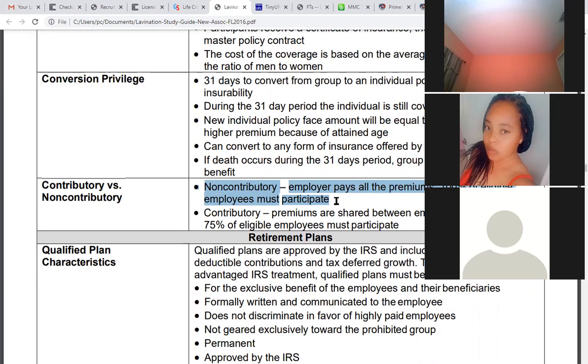They cannot discriminate. Oh no, I don't like you. No, you're African American, I'm not going to take you. You're Caucasian, no, you're not in that plan. No, you're white, I'm not going to take you. They can't do that.